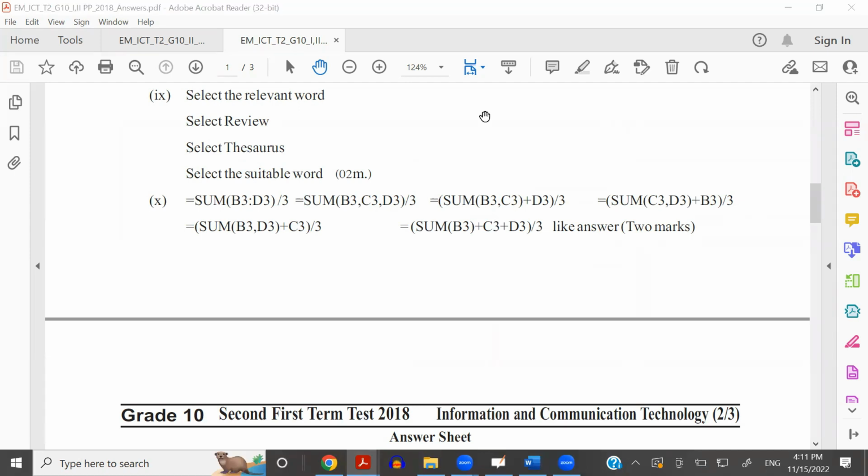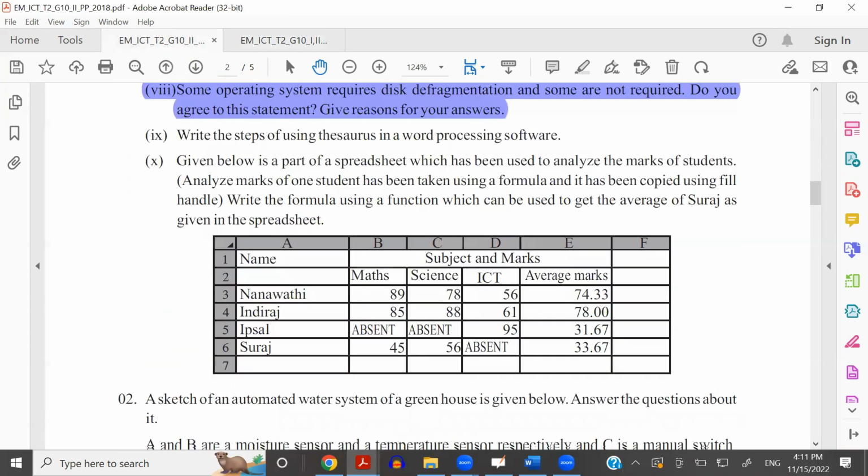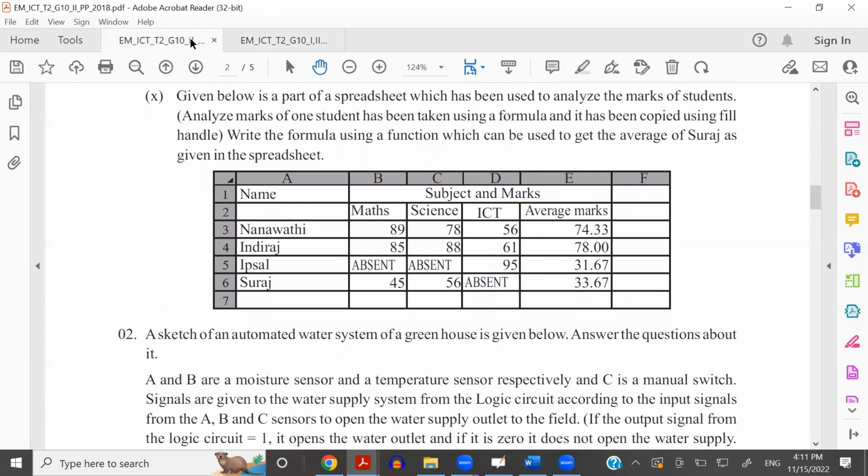Right, so the final one, the question is something regarding the Excel. Given below is a part of the spreadsheet which has been used to analyze the marks of students. The marks of one student have been taken using a formula and it has been copied using fill handle. Okay. So write the formula using the function which can be used to get the average of Suraj as given in the spreadsheet.